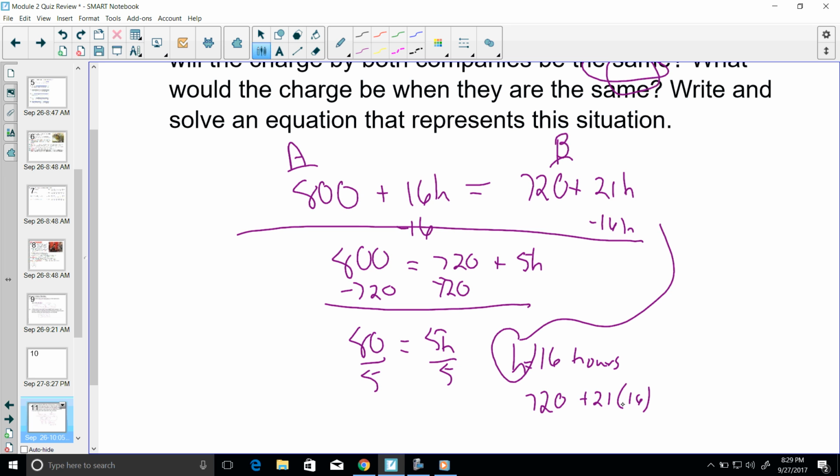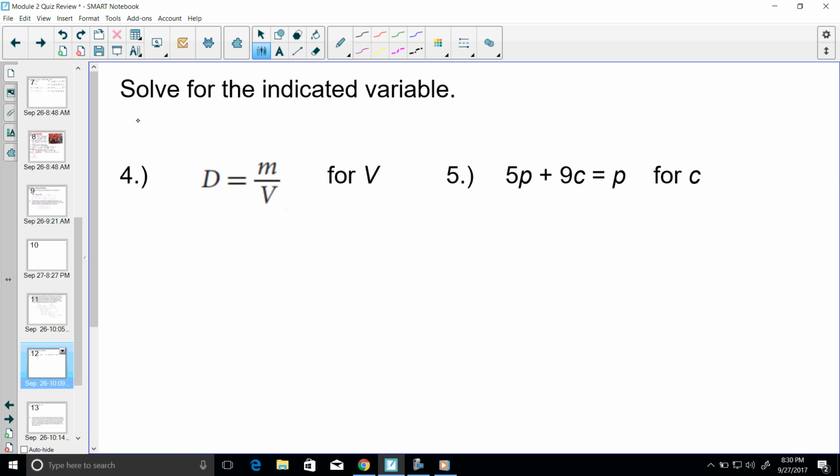Grabbing my calculator. 16 times 21 is 336 for this, plus 720. So the total cost will be $1,056. So no matter what company you go with, if it's 16 hours, it's $1,056. All right, next problem. Too fast.